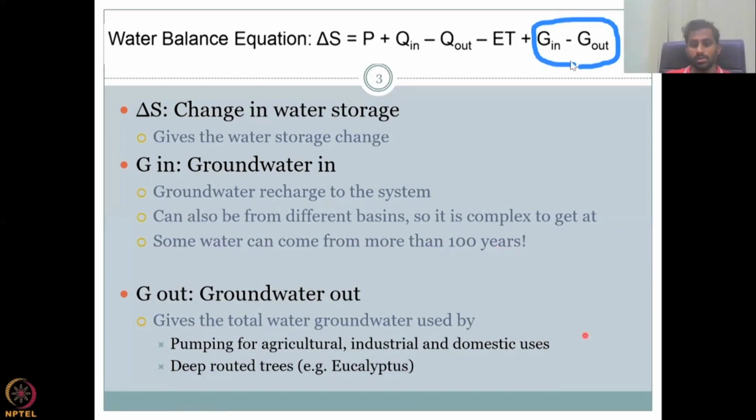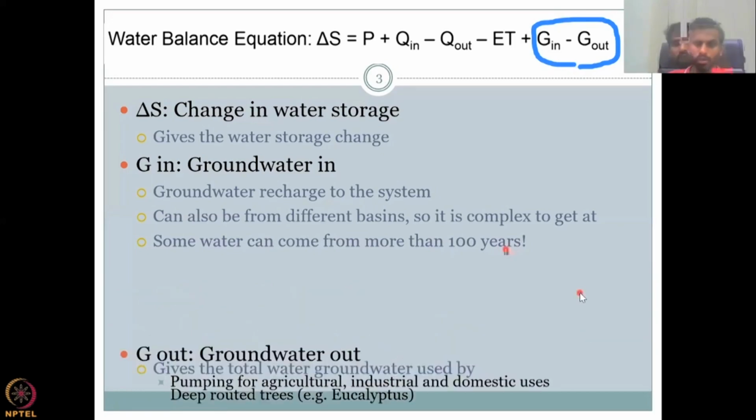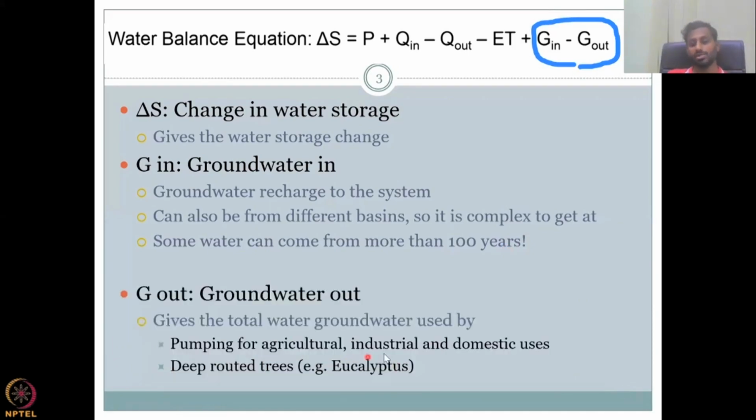Groundwater out is the total water of groundwater used by pumping for agriculture, industrial and domestic uses. So what happens is you have a pump and you take it out, and that is discharge because you're taking out the water for agriculture, industrial, domestic use.